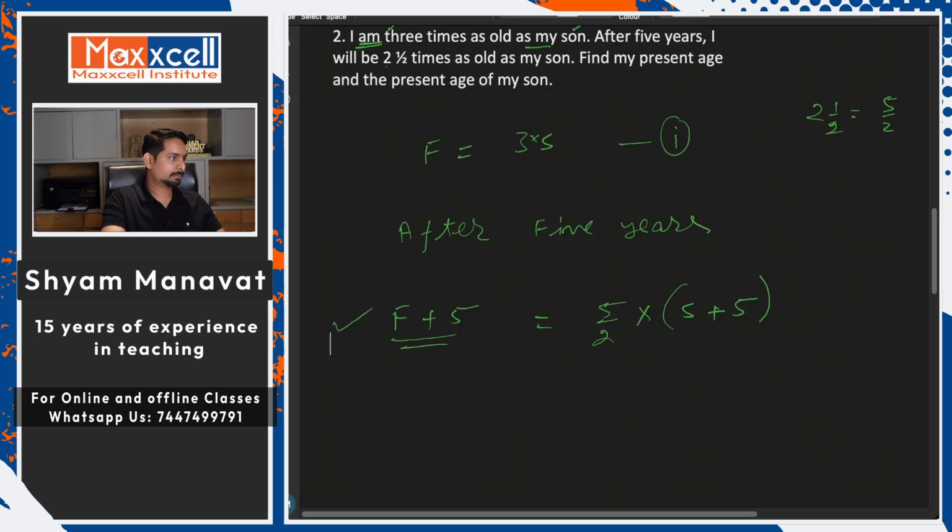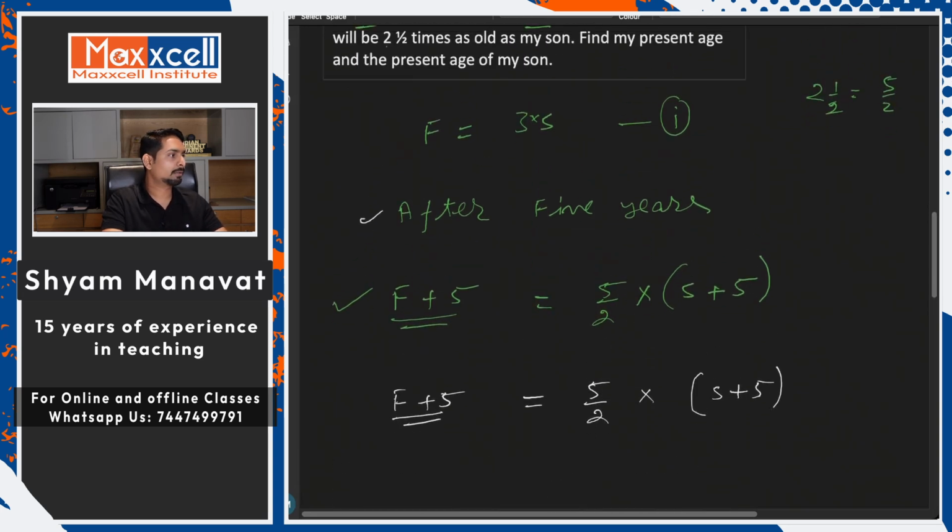Shall I do it again? Let me do it again for you. First I will address after 5 years. So F plus 5, S plus 5, present age plus 5. I will be, that means the father will be, helping verb, 2.5 times, 5 by 2 times means multiply, as old as my son, so multiply into the son's age. Okay, that's fine now. Okay, good. Now let's simplify.